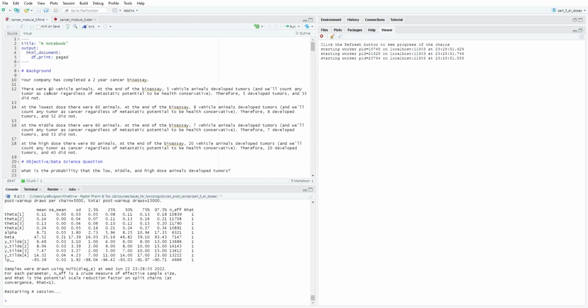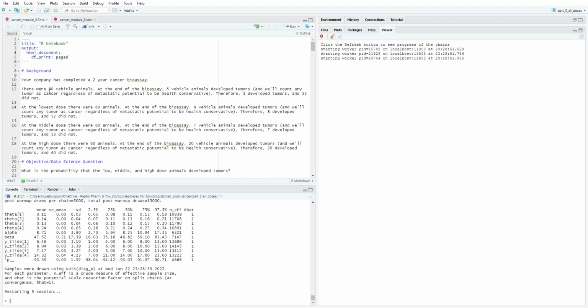We've got 60 animals in each one of the groups. Again, in vehicle, you've seen this several times now. We've got 5 animals that develop tumors. In the low dose group, we have 8 animals that develop tumors. In the middle dose, we have 7. And this happens, right? And the high dose, we've got 20.